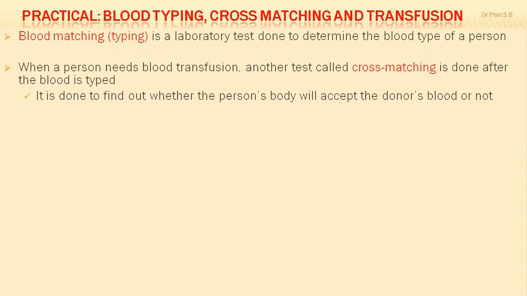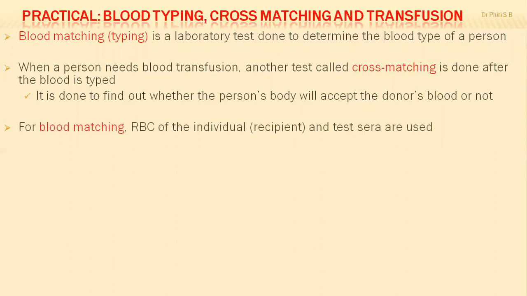So after doing blood typing, you know that the bloods are compatible. You also need to do a cross-matching because sometimes there are other antigens that that person can react to apart from the ABO antigens. So you need to do a cross-matching to make sure that this blood you can transfuse. Otherwise, if you are getting a reaction after cross-matching, then you are not supposed to do a transfusion.